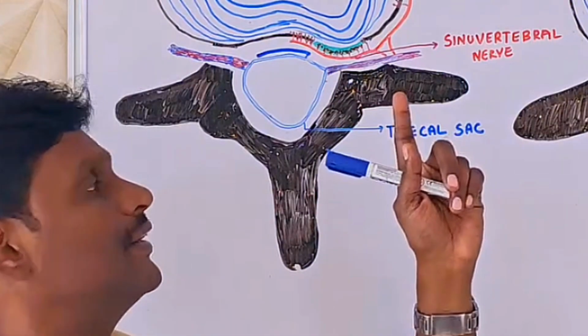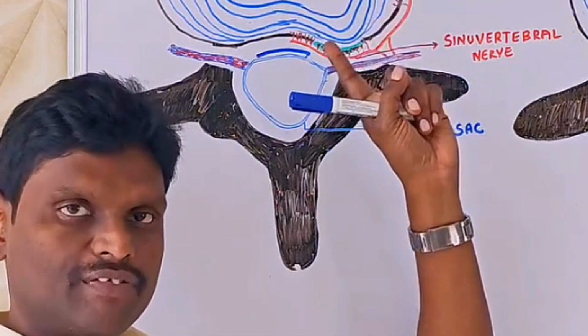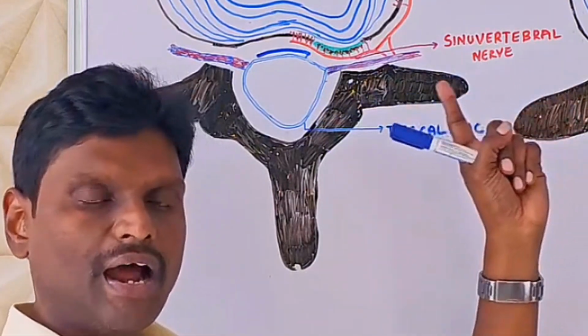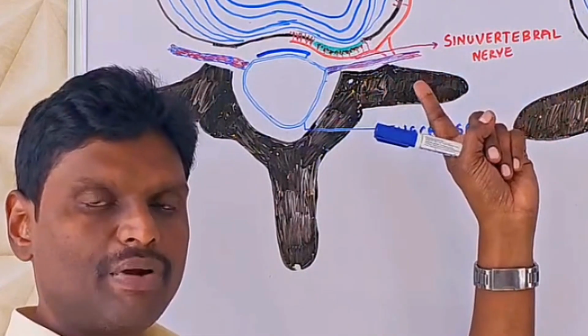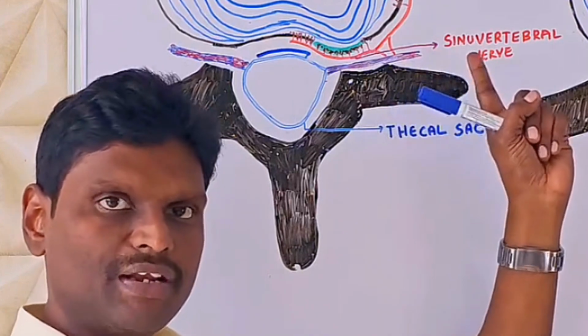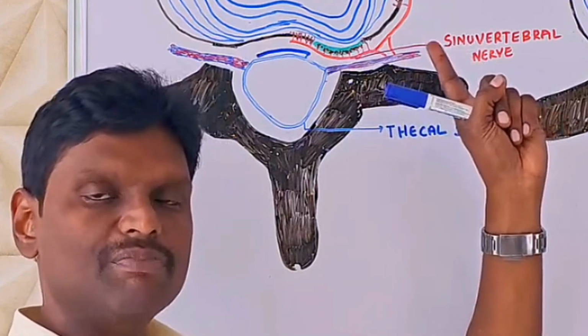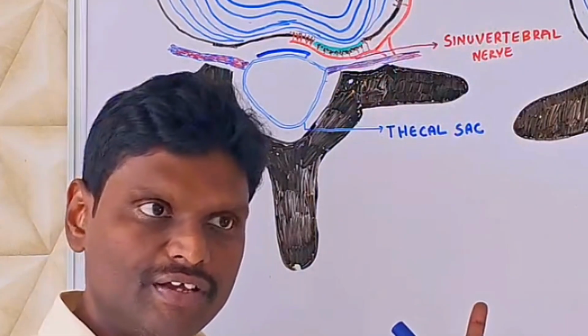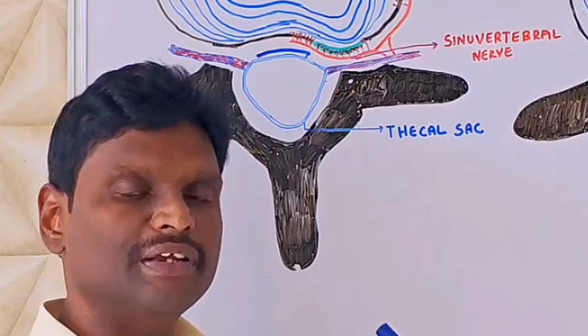For example, here if it is an L4, L5 disc, the L4 nerve will exit in the intervertebral foramen, and as it exits, a branch will originate from this spinal nerve, the ventral rami, and becomes a sinovertebral nerve that innervates the periphery of the disc, and it also has a sympathetic connection.